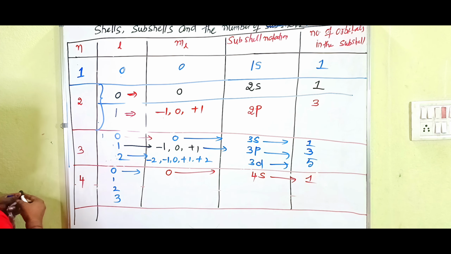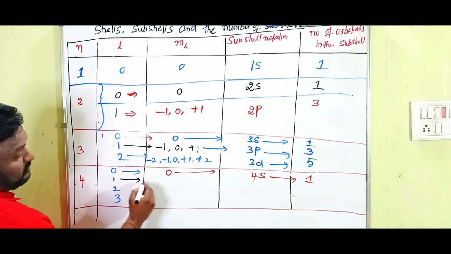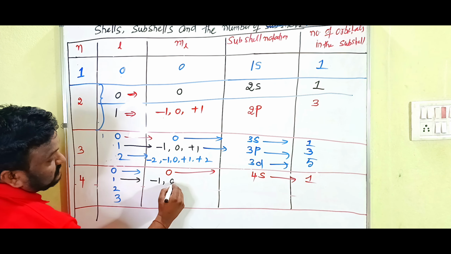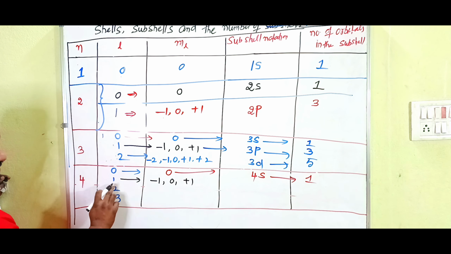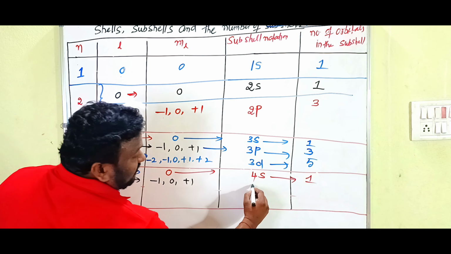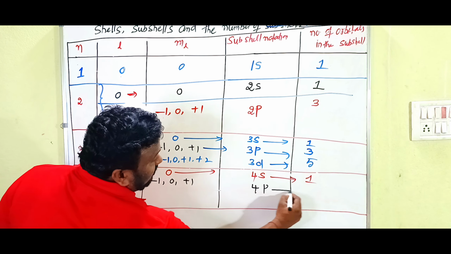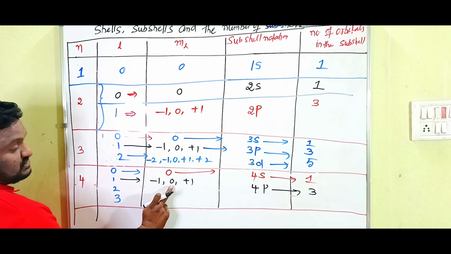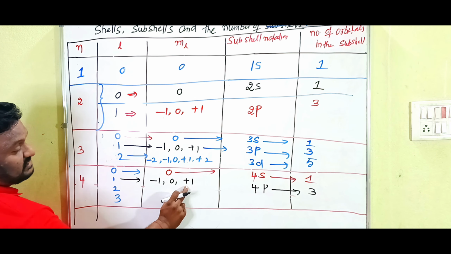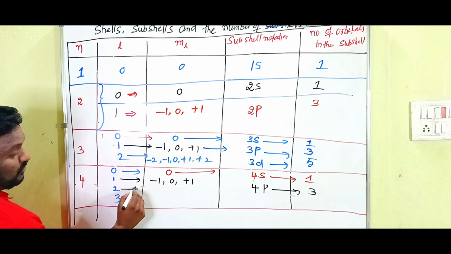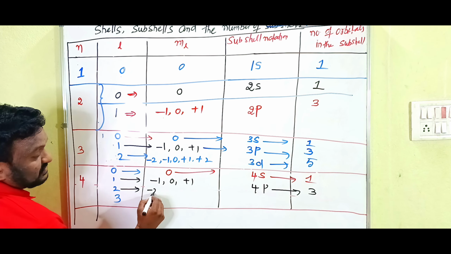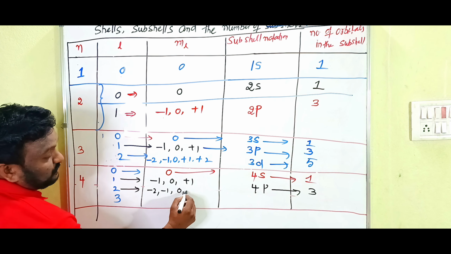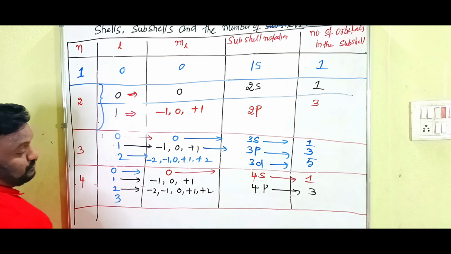And similarly now we can go for L equal to 1. So the ML values are -1, 0, plus 1. L equal to 1 is p. In the shell of 4p, what do you have to write? 3. -1, 0, plus 1. 3 orbitals are there. And similarly we can go for L equal to 2. So for L equal to 2, the ML values are -2, -1, 0, plus 1, plus 2.